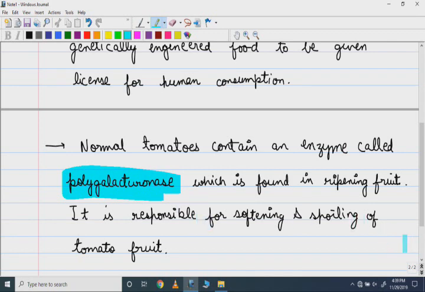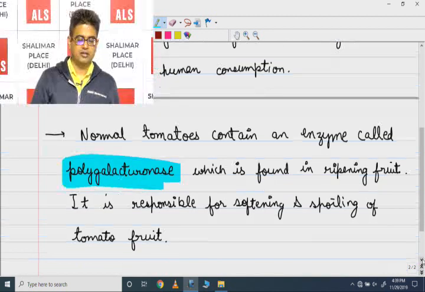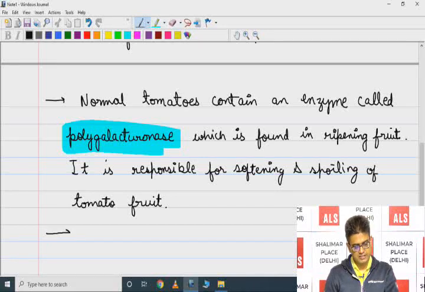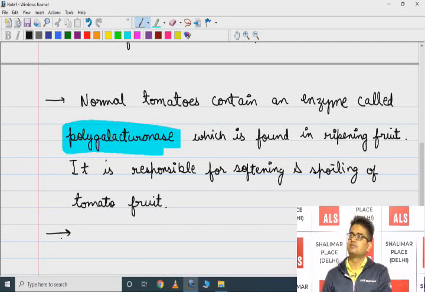We will not replace it, we will delete it. We won't delete it either. We will prevent it from ever being formed. And how do you do that? You do it by antisense RNA technology. Are you familiar with gene silencing? Do you remember gene silencing?